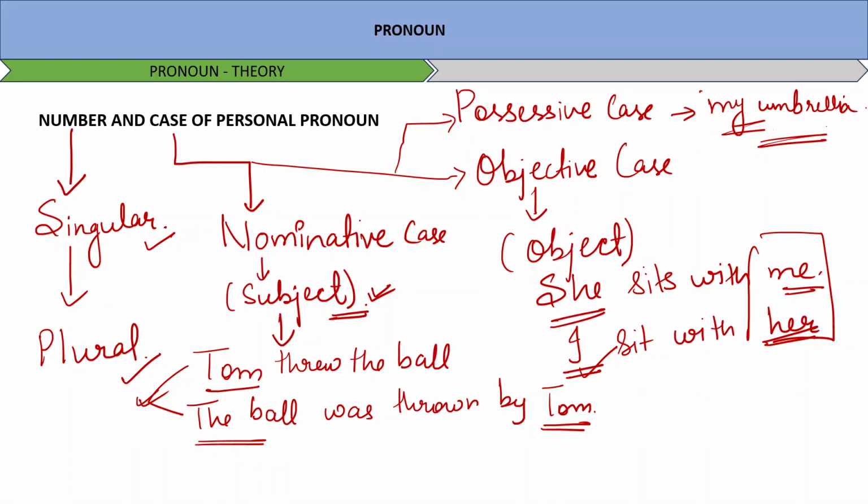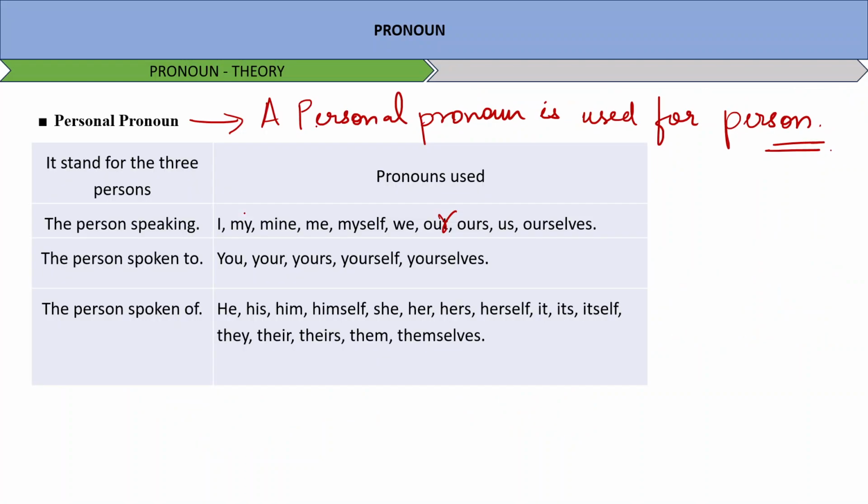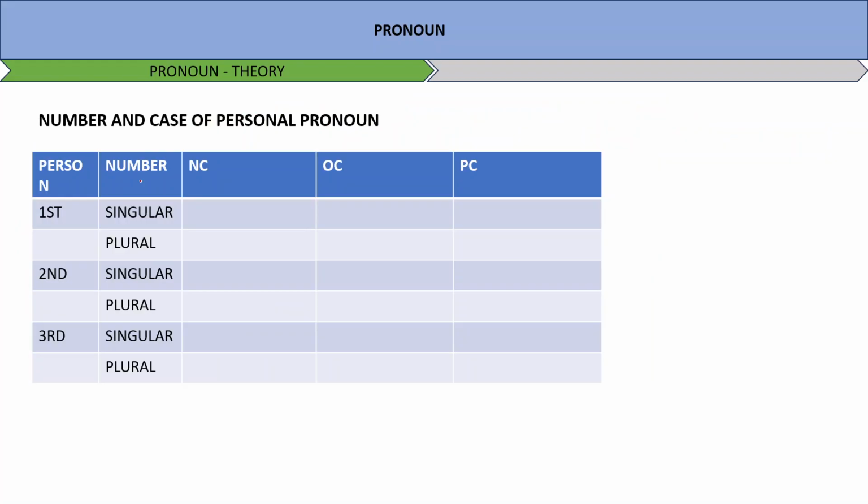So how many numbers? Two numbers, singular and plural. How many cases? Three cases: nominative, objective, and possessive. Now let's talk about personal pronouns. What is a personal pronoun? We just discussed it. Any pronoun which is used for a person is a personal pronoun, right? So why am I telling you this? Because I'm going to explain what these persons are, how they are used, and what the case of a personal pronoun is. So let's see. Here, number we discussed, singular and plural. You see there are singular and plural numbers, singular, plural, singular, plural, singular, plural.